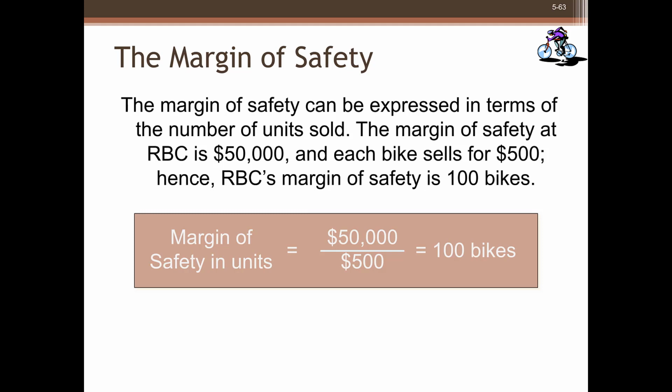The margin of safety can be expressed in terms of number of units sold. To calculate margin of safety in units, we can use the margin of safety dollar amount divided by selling price per unit. For RBC, the margin of safety dollar amount, $50,000, divided by the $500 selling price per bike, gives a margin of safety in units for RBC of 100 bikes.